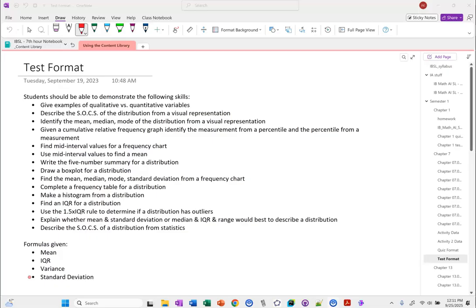Everybody cool? Questions for me? Okay, I'm going to shut up so you guys can get to work. Do something today, though, like work on your review. Practice the calculator parts. Do something.